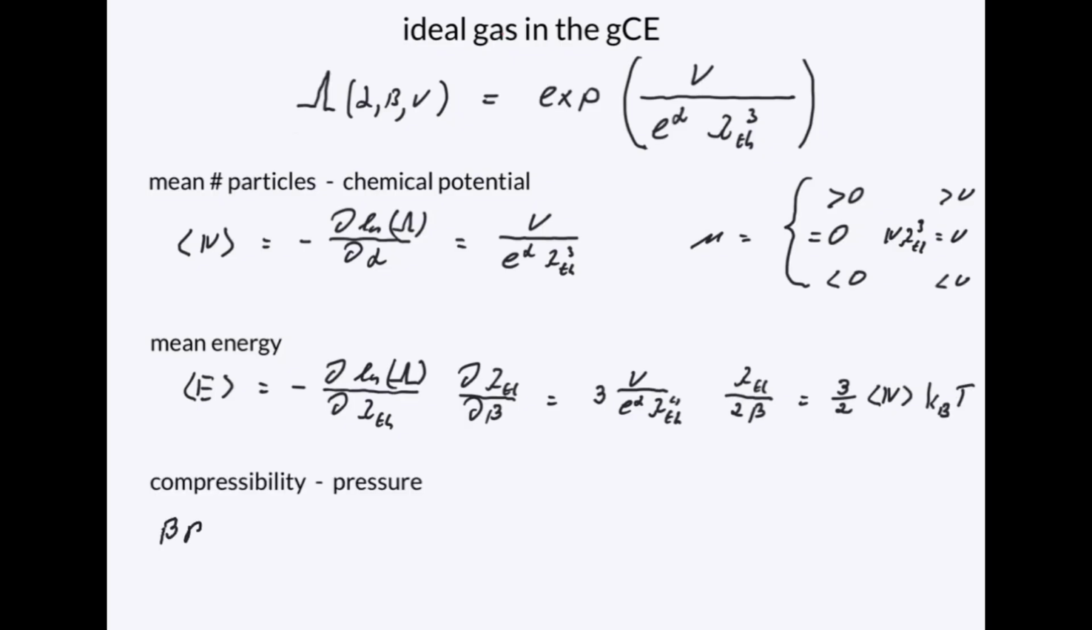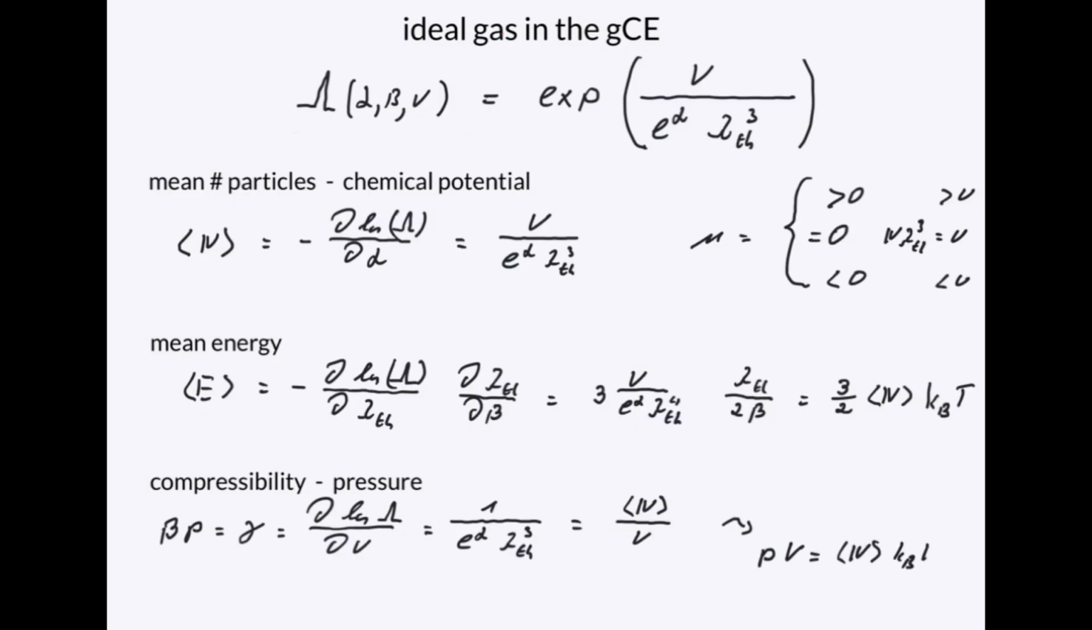Likewise, the last conjugate variable, γ, which is equal to βp, is given by the partial derivative of the log of the partition function with respect to V, yielding the mean number of particles divided by the volume. Now, rearranging this last expression, we obtain back the ideal gas law that p times V is equal to the mean number of particles times k_B T.